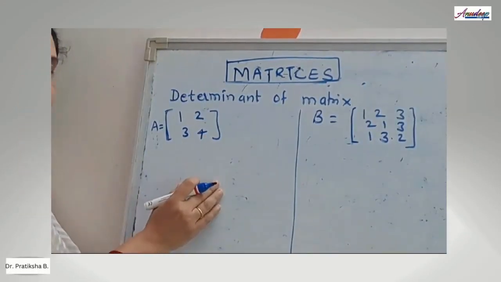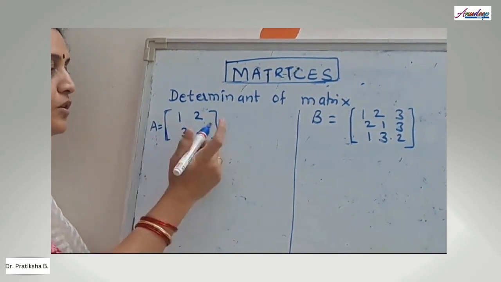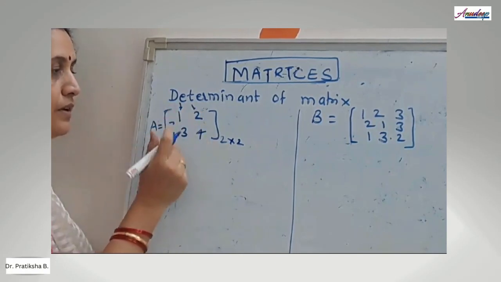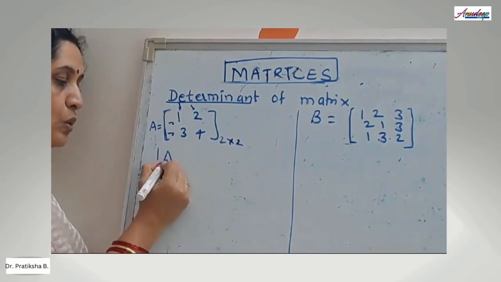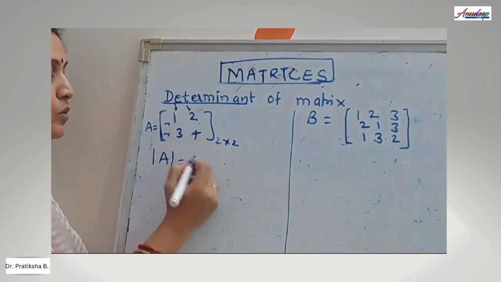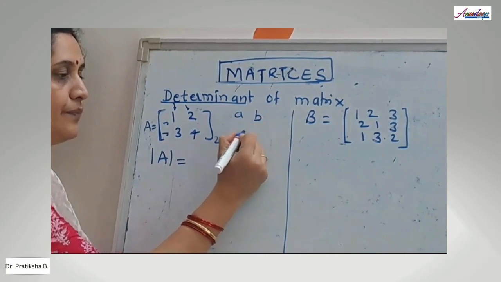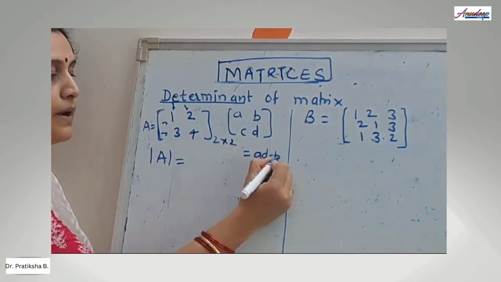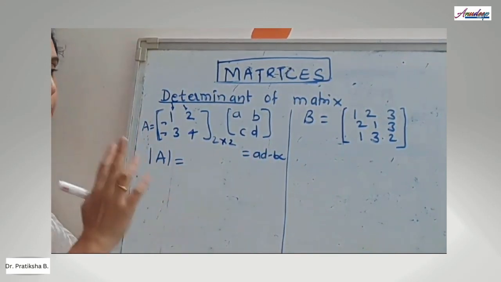So now let us understand how to calculate the determinant of a matrix. A is a matrix given to you. A is of the dimension 2 by 2. There are 2 rows and 2 columns, right? So when we are finding the determinant, we use a notation of 2 vertical bars enclosing the matrix name, and the rule is AD minus BC. So if I denote the elements as A, B, C, D, then AD minus BC is the formula to evaluate a determinant for a 2 by 2 order matrix.